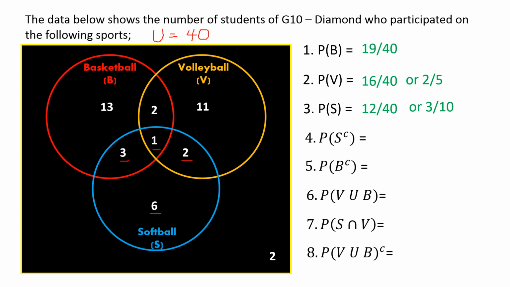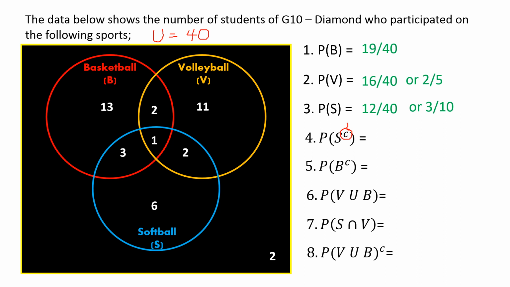Next one, number 4, probability of S complement. Notice that letter C. That C means complement. Sometimes this is replaced by the comma symbol, read as prime. But both of these notations work in the same way. So, probability of S complement. Whenever we are dealing with complement, it is only a matter of being aware of what is not part of S.